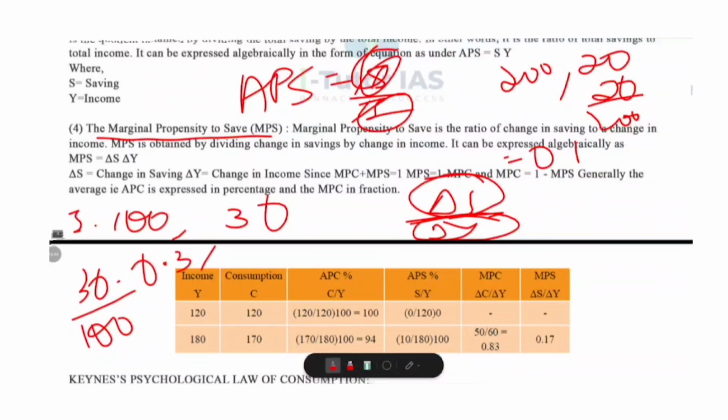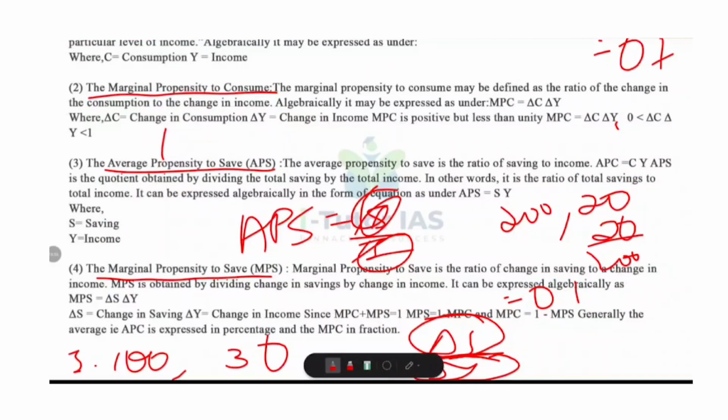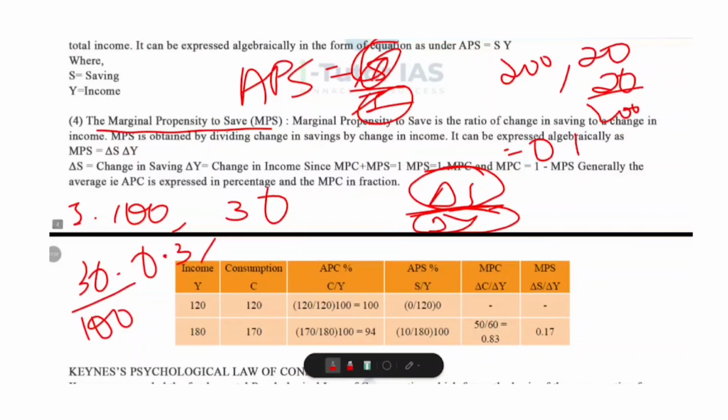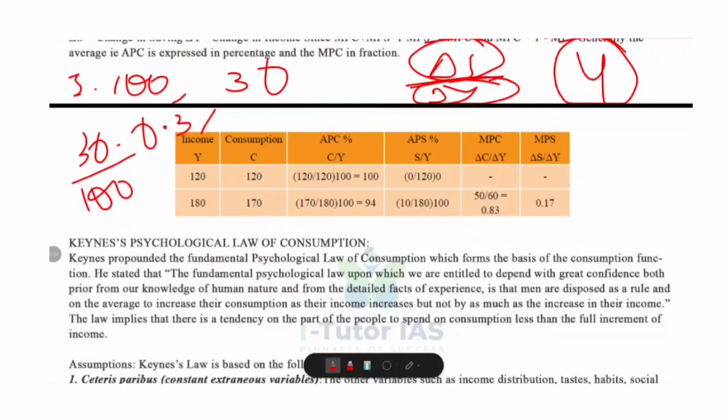0.3. Okay, so what is the formula for average propensity to consume? C by Y, or consumption by income. APC is equal to consumption by income. MPC is equal to delta C by delta Y, that means change in consumption divided by change in income. APS, or average propensity to save, is equal to S by Y, or saving divided by income. And marginal propensity to save, or MPS, is equal to delta S by delta Y. In economics, we always use Y to denote income. Remember that.